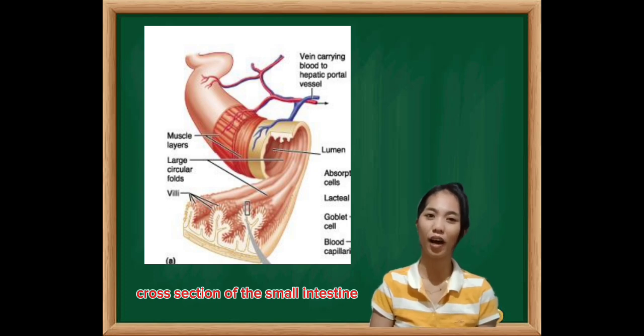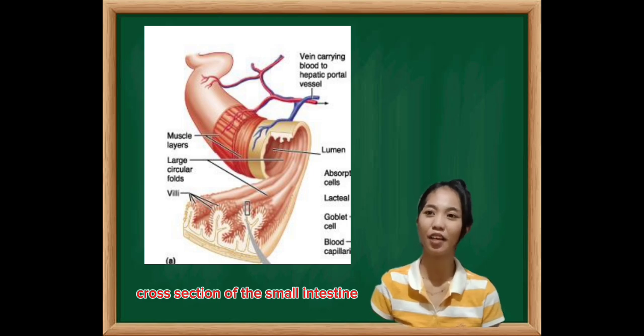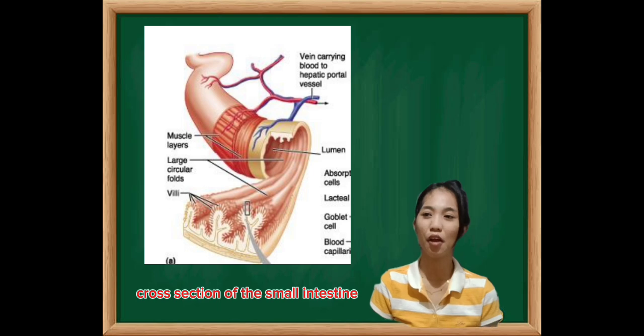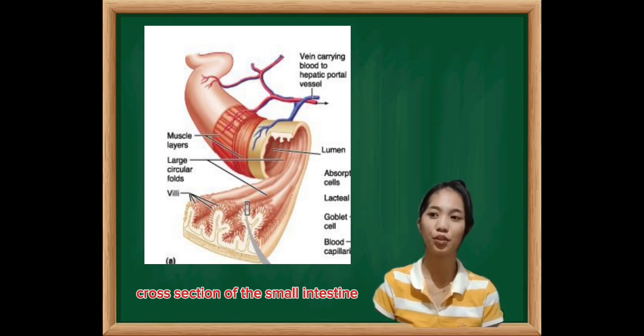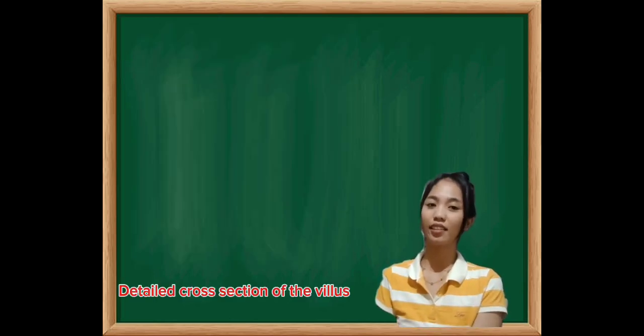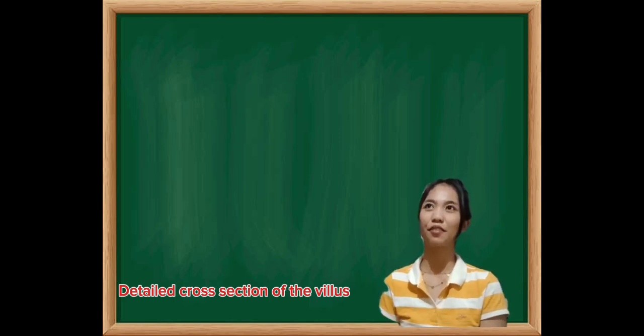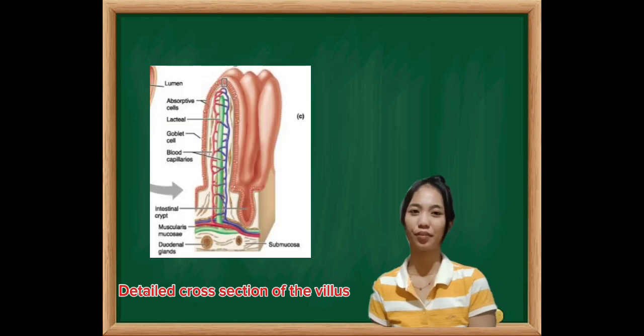And the last one is the vein carrying blood to the hepatic portal vessel. These veins collect nutrient-rich blood from the small intestine and transport it to the liver for processing. Next is the detailed cross-section of a villus. This section provides a magnified view of a single villus, highlighting its internal structure.